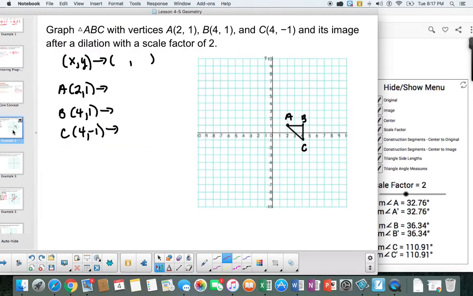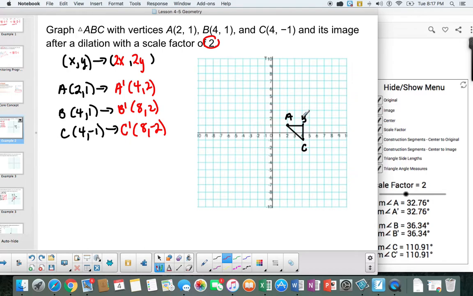All right, so let me demonstrate how we go about doing a dilation with a scale factor of 2. So we're going to say 2x and 2y. This is the rule. A prime will now be multiplied by 2, 4 comma 2. B prime will be multiplied by 2, 8 comma 2. C prime will be 8 comma negative 2. Let's go ahead and graph it.